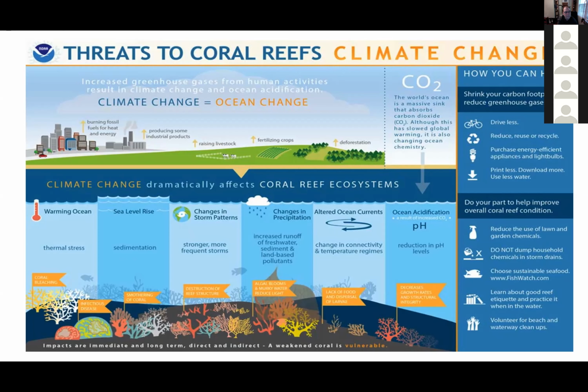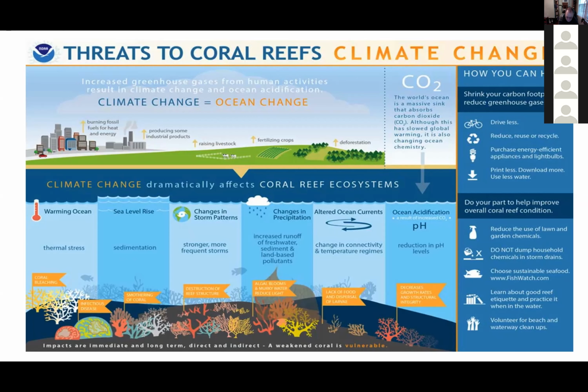Increased sedimentation also smothers the coral, causing disease and changes in sea level. And as we all know, as the climate changes and the earth warms, we observe stronger and more frequent storm patterns, which destroy the reef structures. The effects of these precipitation changes tie into the sedimentation issue we just reviewed, because the freshwater runoff from urbanization, raising livestock, and other sediments create ideal conditions for algal blooms. And of course, those algal blooms then cause the water to get darker and reduce the light that corals need in order to live and grow.